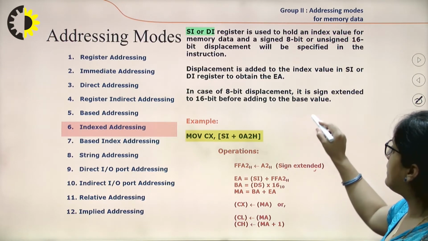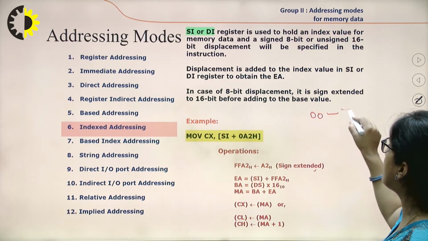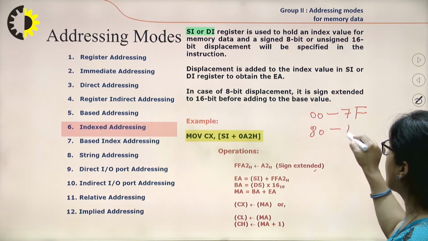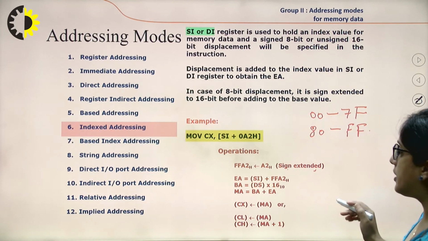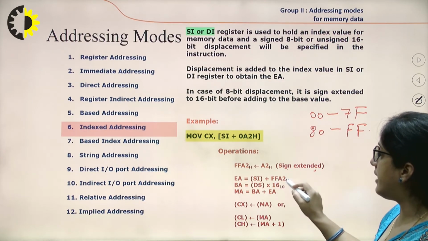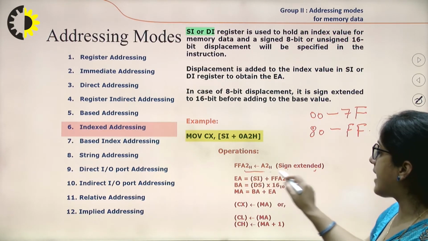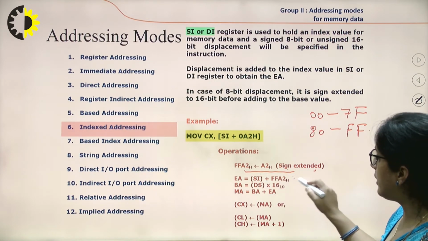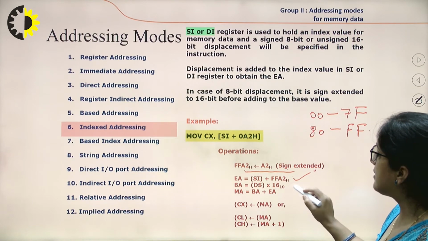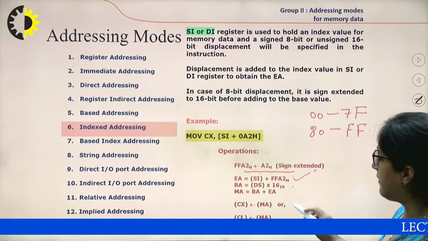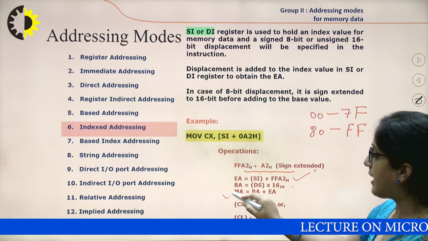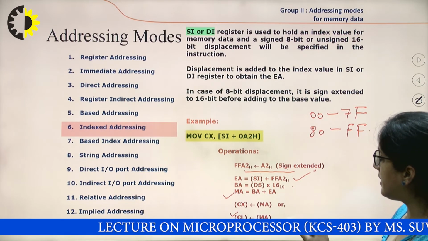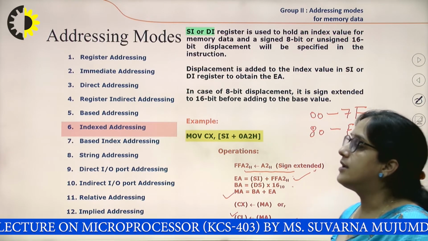in case of 8 bits, we have only 00 to 7F as positive numbers, and from 80 to FF we consider them as negative numbers. So here we have FFA2. We take it as sign extended, and then we add this sign extended value to SI to calculate the effective address, and DS is used for the base address. The value at the calculated physical address is stored in CL, incremented by 1, and the next value is stored in CH.